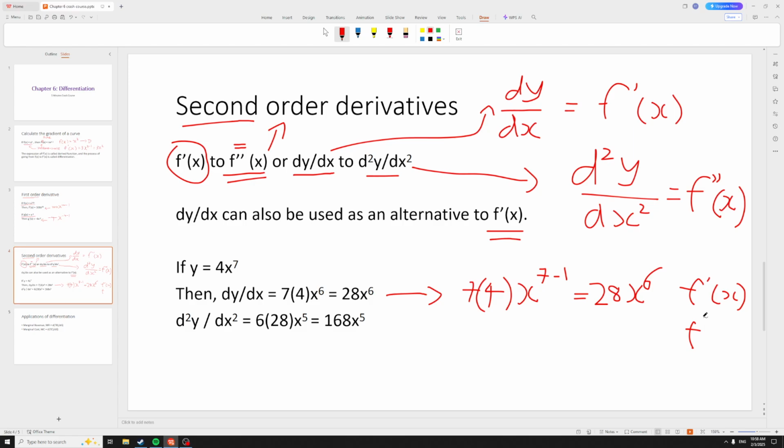Now for the second, we just do it a second time. Based on this one, we bring 6 to the front, 28 times x to the power 6 minus 1. Then the answer should be 168x to the power 5. That's how we calculate the first order derivative and second order. That's basically it.